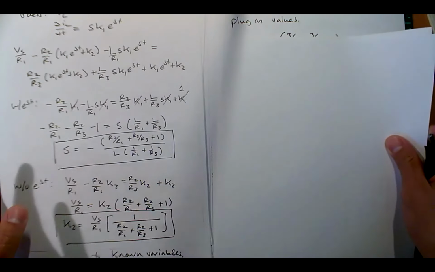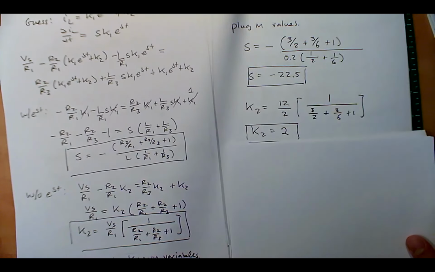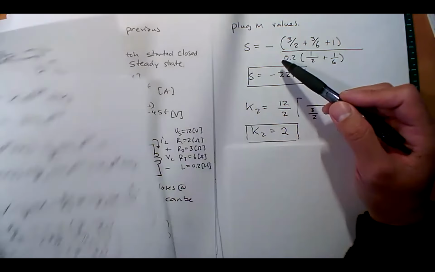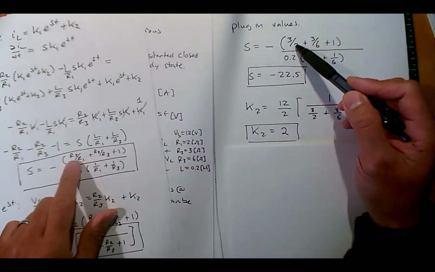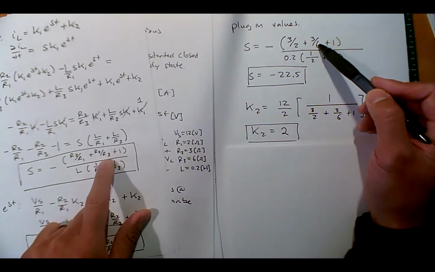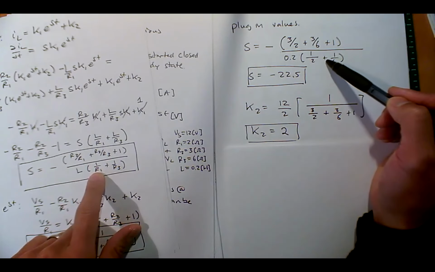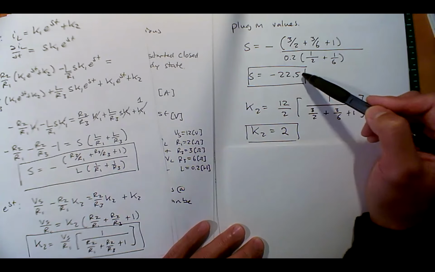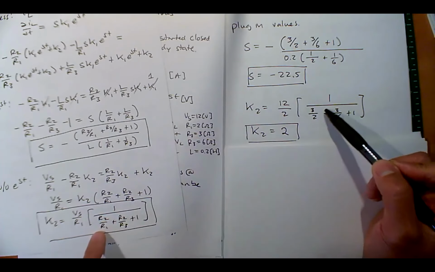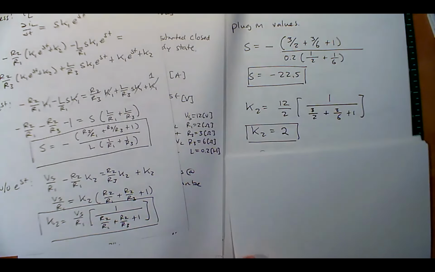Well, we saw for the boundary conditions, one of them was the current IL at 0.01 seconds, okay? Oh, before I did that, apparently on my solution, I just punched in the numbers, right? So let's just make sure my solution has done this correctly. If these are the numbers here, R2 is 3, R1 is 2, good, plus R2 is 3, R3 is 6, good, plus 1, times inductance 0.2, good, and then I get 1 over R1, 2, plus 1 over R3, 1 over 6, good. So if I punch that in, I get negative 22.5. And then over here, I get 12 over 2, R1 is 2, good, and then 1 over 3 halves plus 3 over 6 plus 1. Okay, good. So that means my K2 is 2 and my S is negative 22.5.